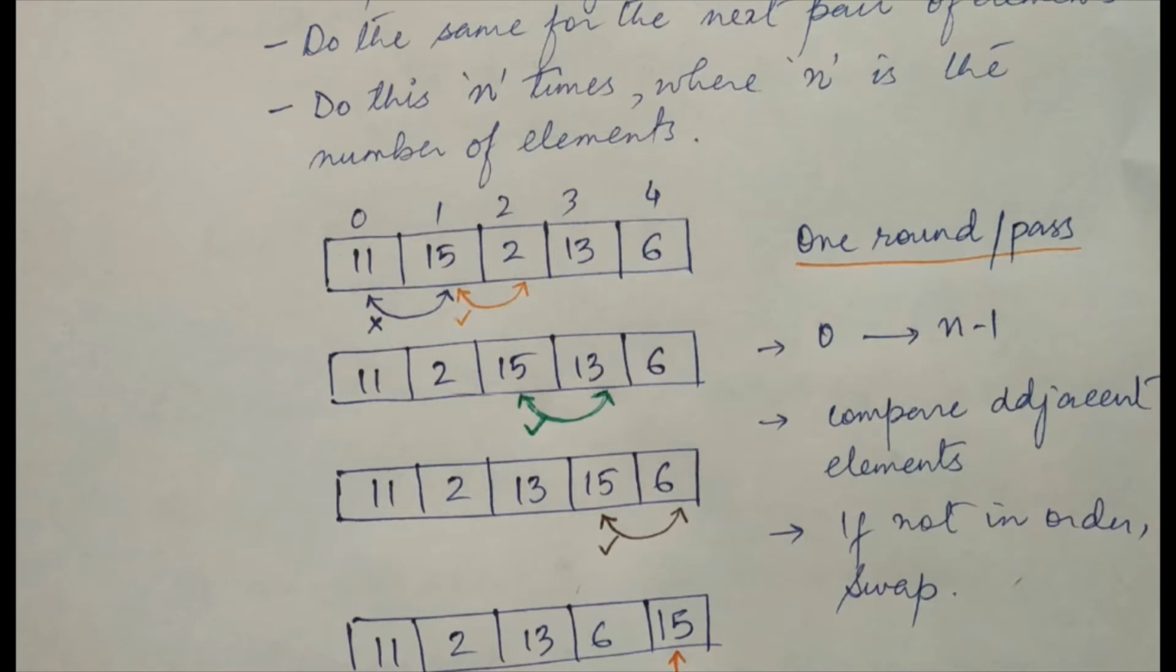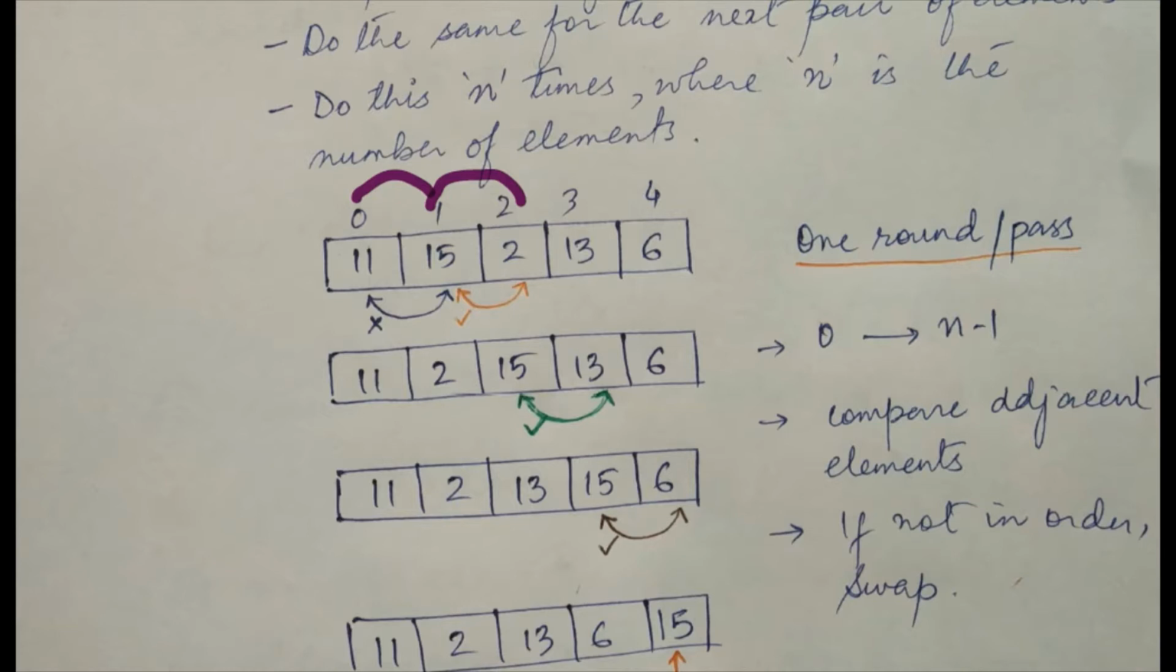So if you have 5 elements, in one round you will compare all adjacent elements. That means I'll compare element 0 with element 1. If they are not in order, I need ascending order. So 11 and 15 are in ascending order with respect to each other. Then I'll compare 15 and 2 as I've marked in orange. So 2 should be before 15, so we will swap. Okay. And then I'll continue.